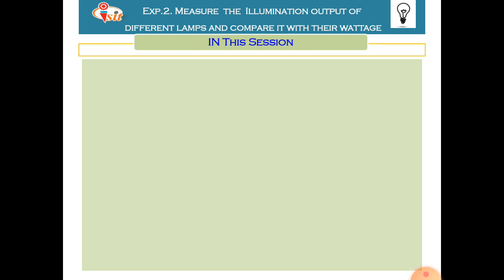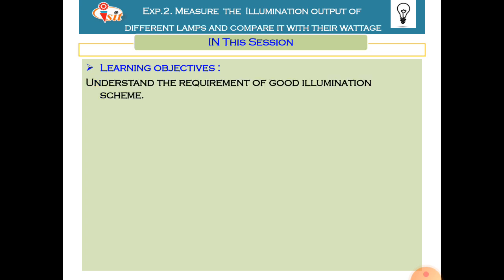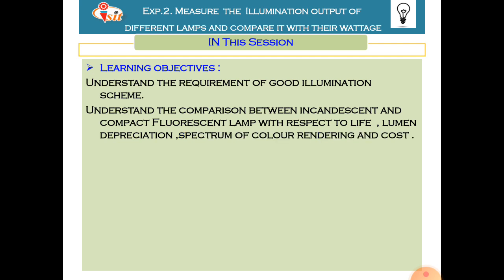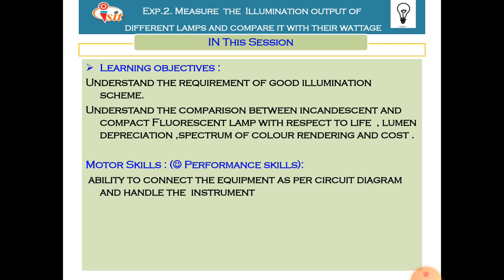So let us start with the learning objectives. Understand the requirement of a good illumination scheme. Understand the comparison between incandescent and compact fluorescent lamps with respect to life, lumen depreciation, spectrum of color, rendering and cost. Motor skill or performance skill: ability to connect the equipment as per the circuit diagram and handle the instrument, and ability to observe and record luminous flux.